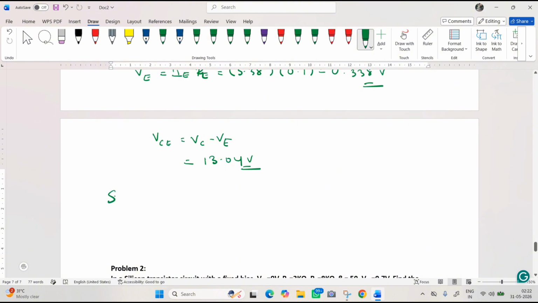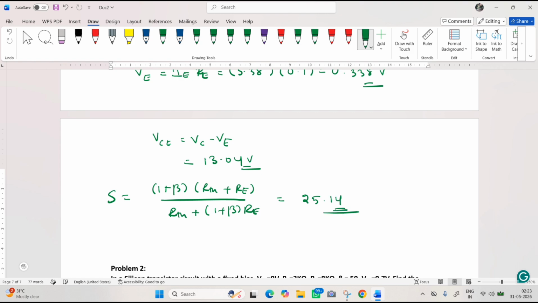Now how to find the stability factor? We have to use the standard formula, that is 1 plus beta times of R Thevenin plus RE divided by R Thevenin plus 1 plus beta times of RE, right? If I substitute all the values, you will get the stability factor as 25.149. This is a very, very important problem. Most likely you can see this kind of problem in the final exam.